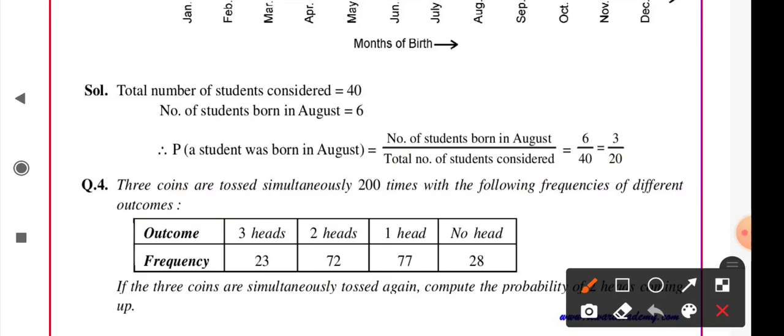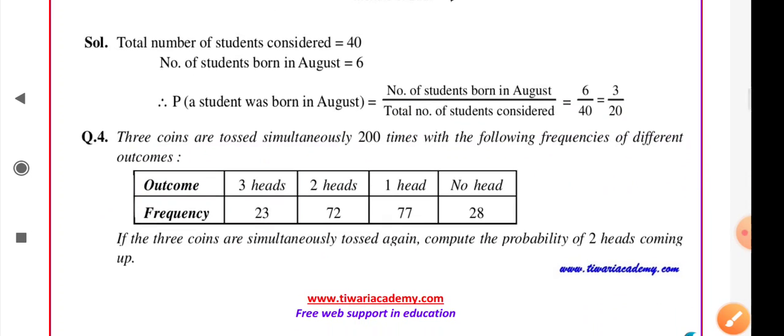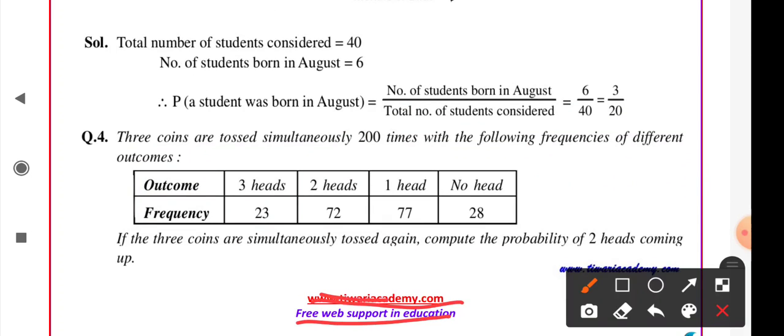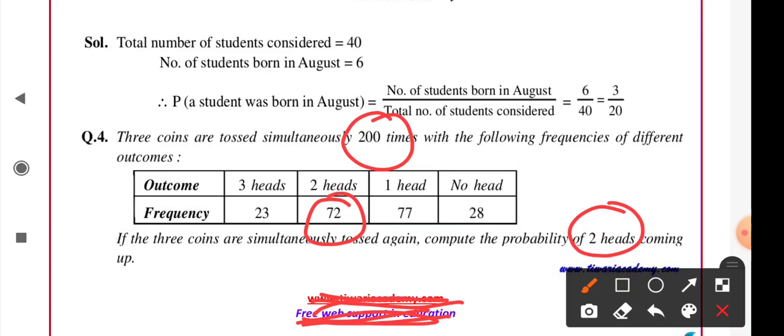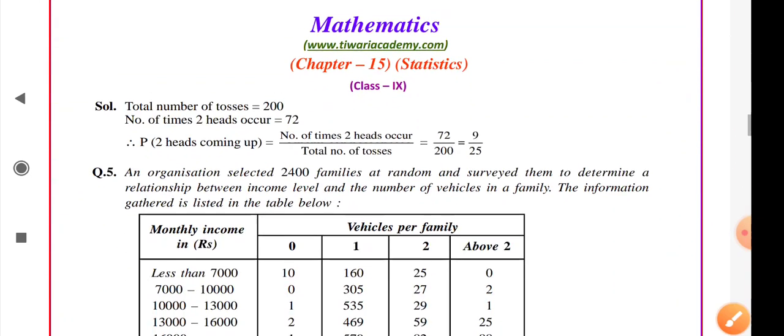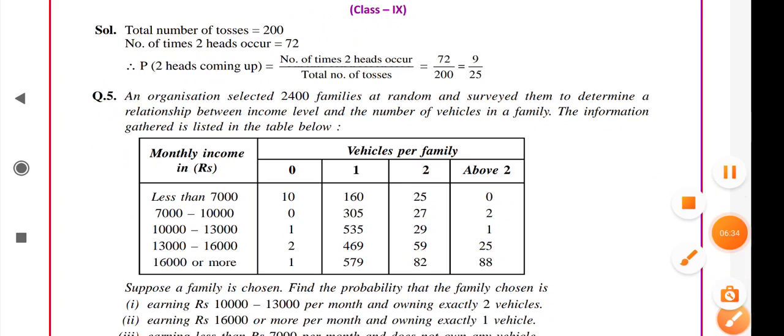So what we have to find out is, if the coins are simultaneously tossed, compute the probability of getting 2 heads. You can see that the number of favorable outcomes is 72 and the total number of outcomes is 200. Therefore the answer will be 72 upon 200. You can see it here.